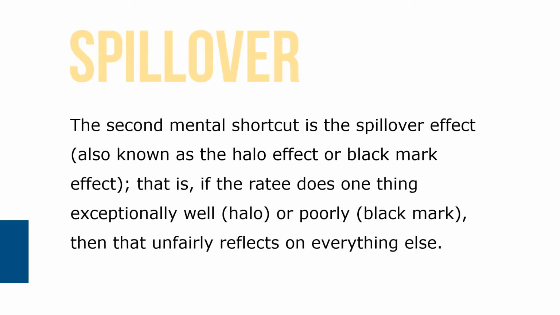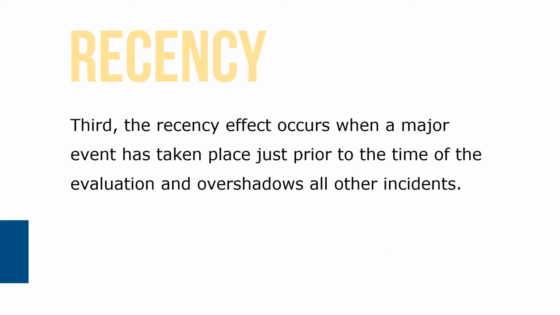The second mental shortcut is the spillover effect, also known as the halo effect or the black mark effect, also known as the horn effect. That is, if the ratee does one thing exceptionally well, halo, or poorly, black mark or horn, then that unfairly reflects on everything else he or she does. Third, the recency effect occurs when a major event has taken place just prior to the time of the evaluation and overshadows all other incidents.